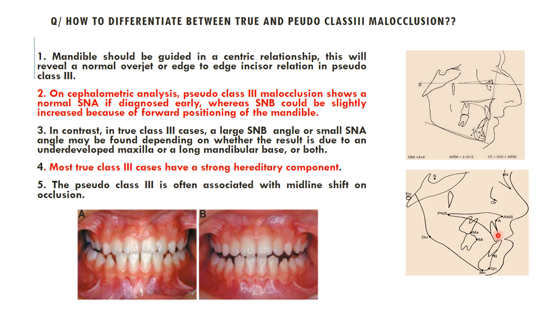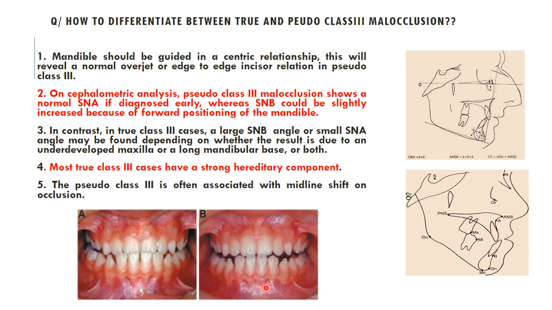Furthermore, most true Class III cases will have a strong hereditary component, which means that there is a genetic component to the malocclusion. We can see that his mother also has Class III, or his father, or his siblings. While in the postural or habitual Class III, this problem is related to the patient only, to the occlusion of the patient, so it is not hereditary.